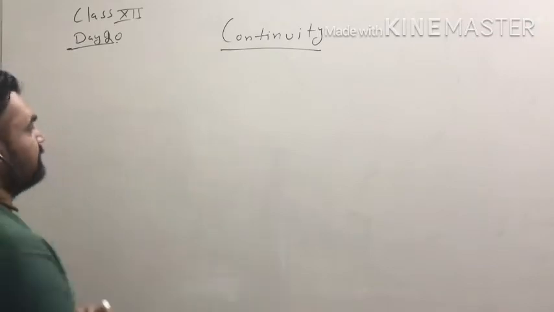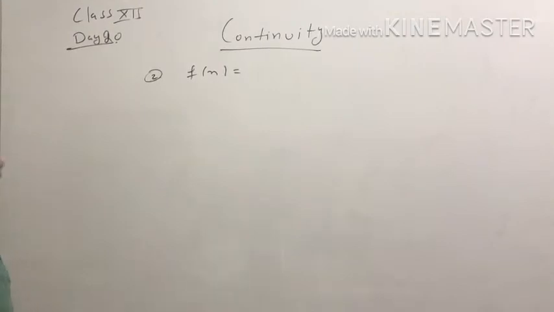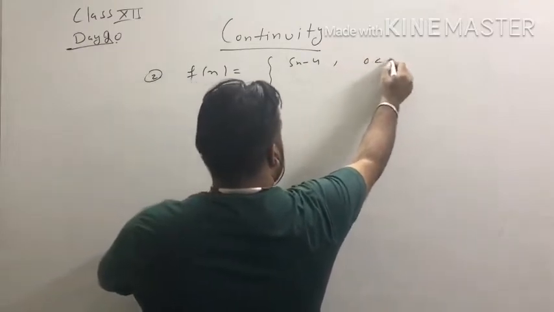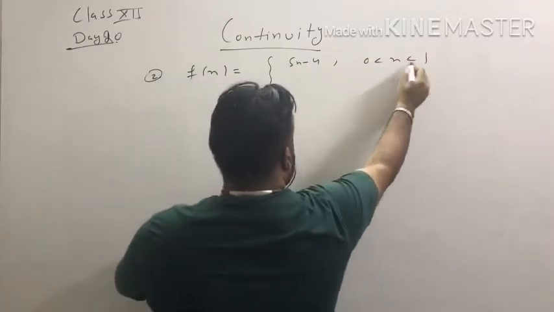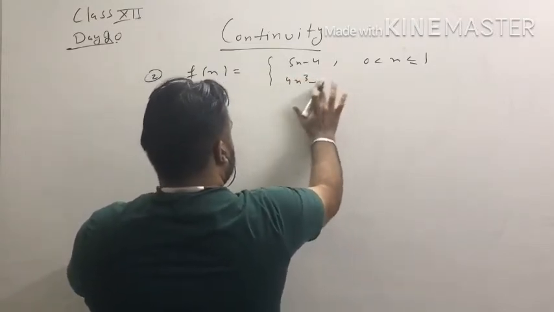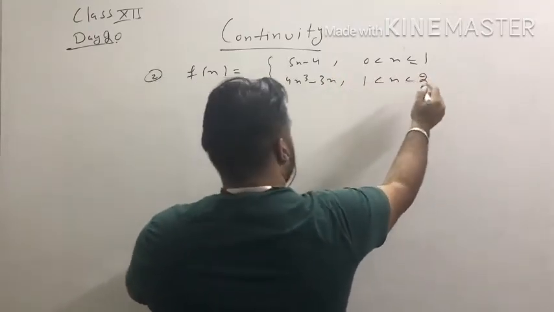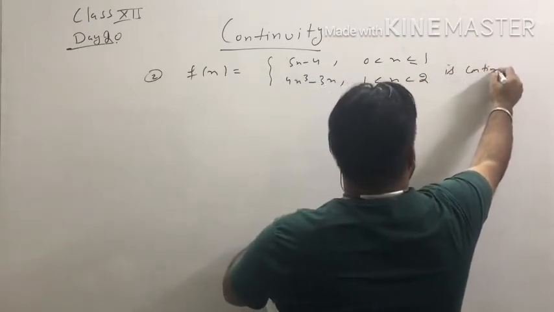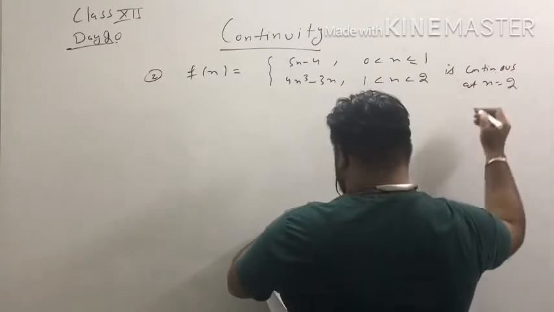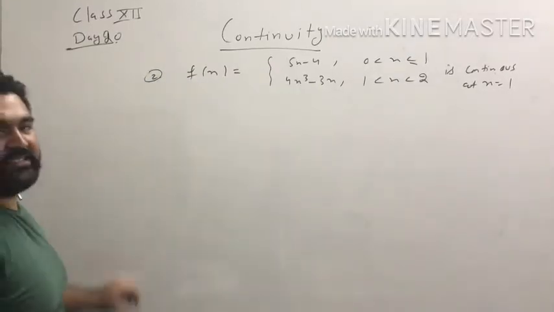Now the next question, second question, f(x) equals 5x minus 4, for this range, then 4x cube minus 3x, for this range. We have to prove whether this is continuous at x equals 1 or not. Now we have to prove the continuity at x equals 1.